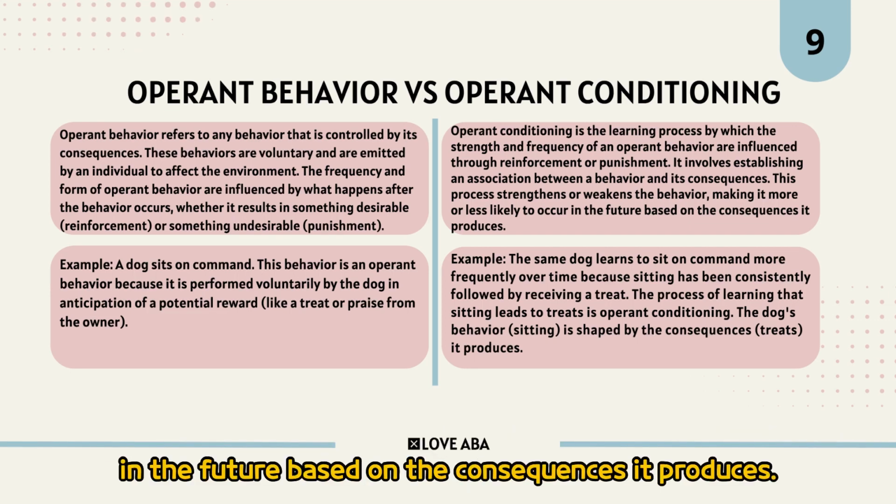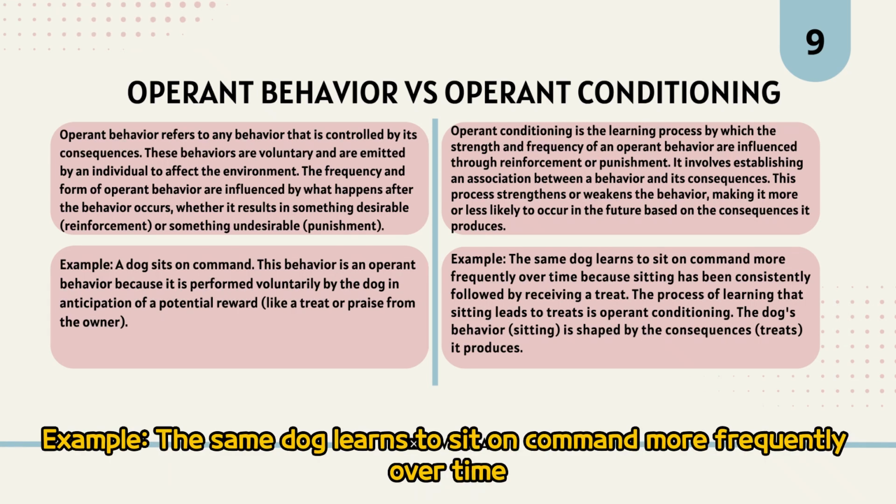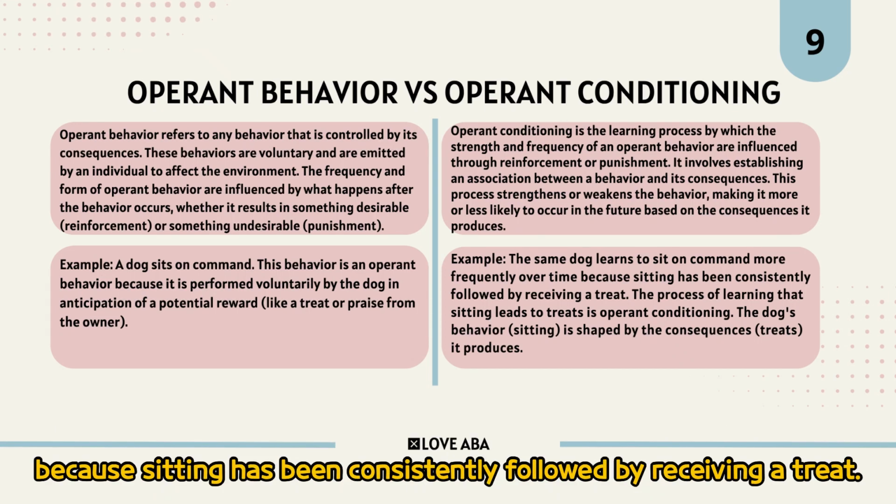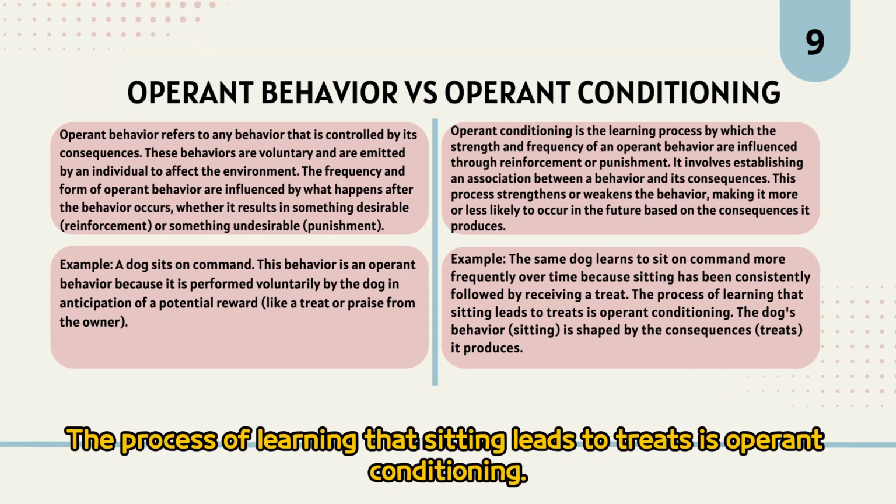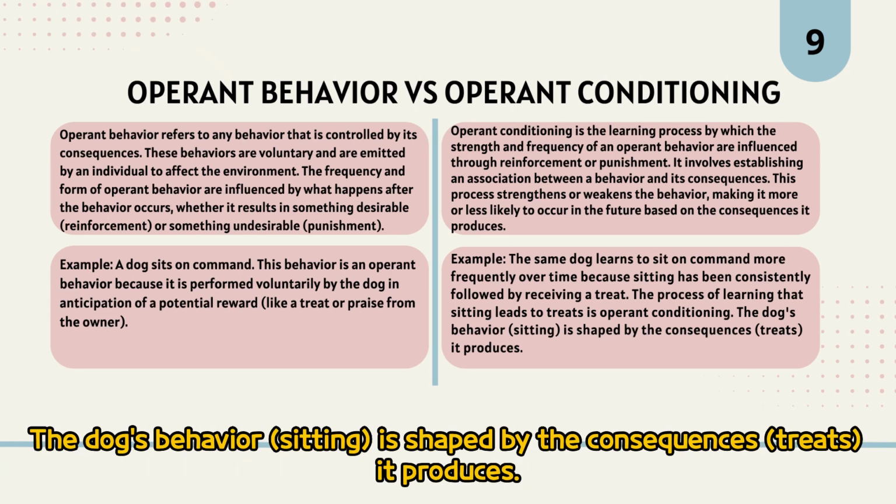Example: the same dog learns to sit on command more frequently over time because sitting has been consistently followed by receiving a treat. The process of learning that sitting leads to treats is operant conditioning. The dog's behavior, sitting, is shaped by the consequences, treats, it produces.